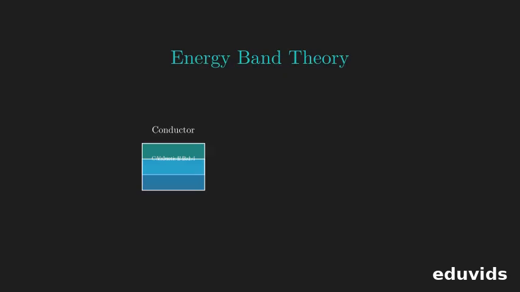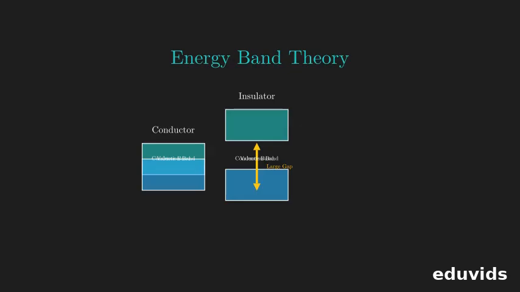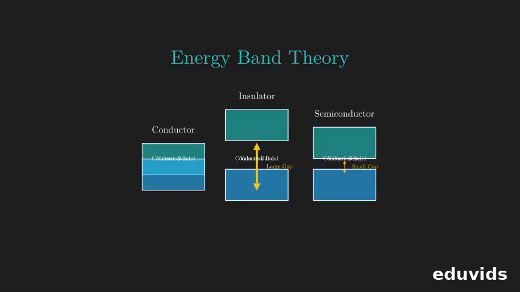Good conductors, like copper, have overlapping bands, so electrons move easily. Insulators, like rubber, have a very large energy gap between the bands, blocking flow completely. Semiconductors fall in the middle because they have a small energy gap.